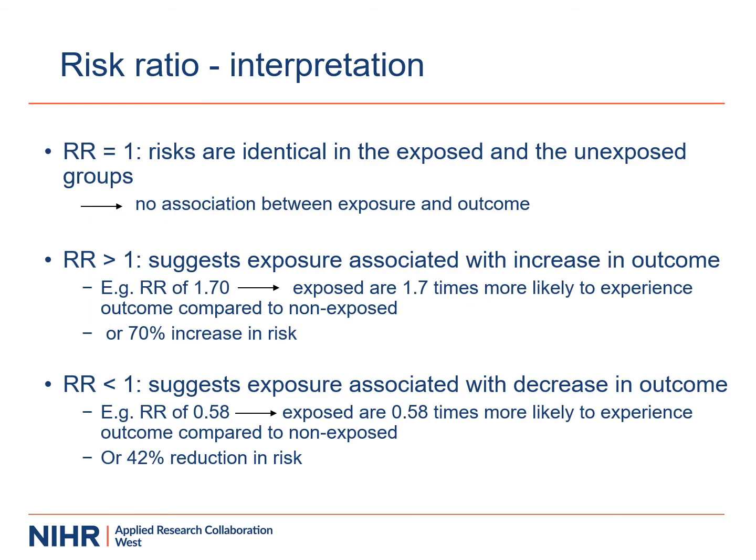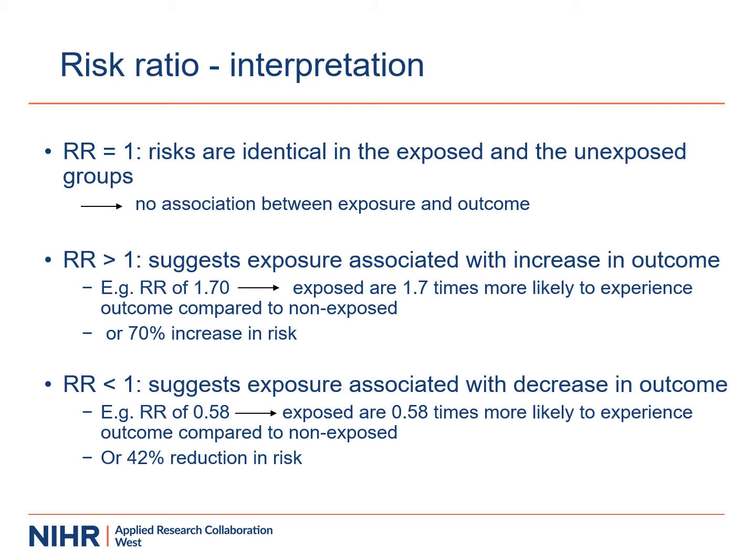This risk ratio interpretation is important. So if you have a risk ratio of 1, this tells us that the risk is the same in the 2 groups. So whatever your risks are, if they're the same, when you divide one by the other, you're going to get 1. So this tells us that there's no association between the exposure and the outcome.